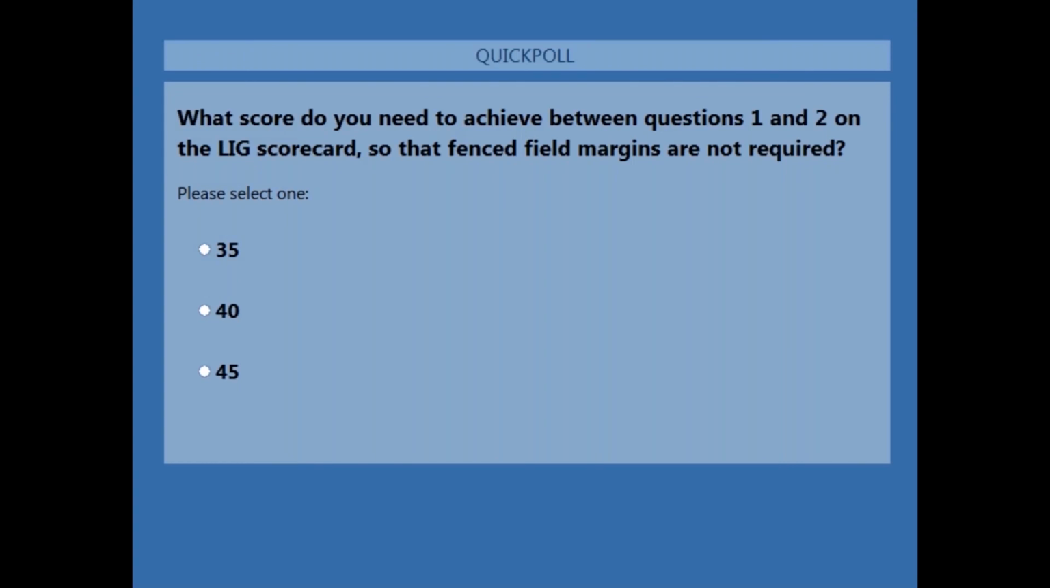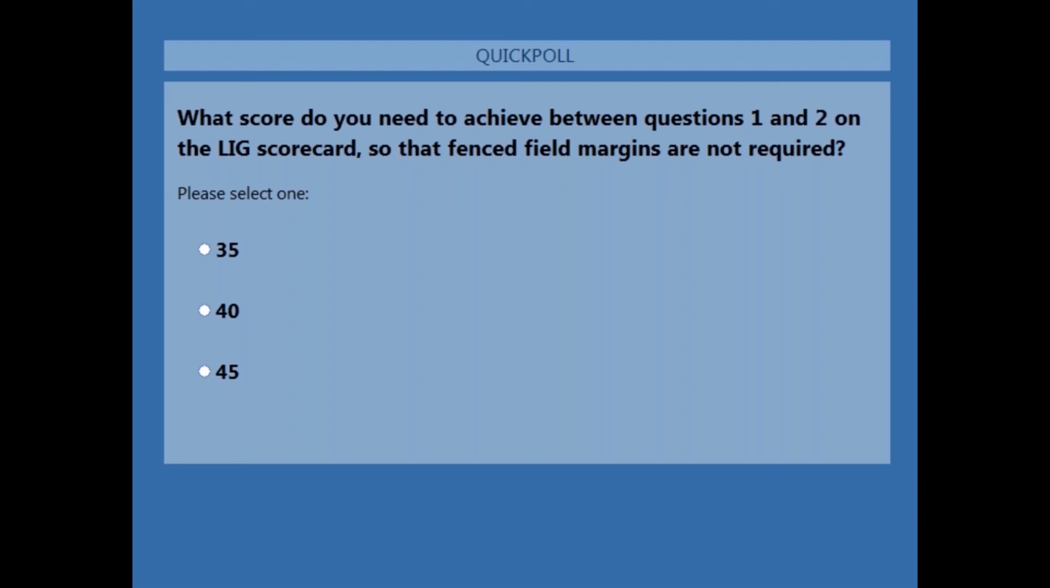So again, what score do you need to achieve on questions 1 and 2 of the scorecard if the fenced margins are not required? Is it 35, 40, or 45? Just to reiterate, the scores on the scorecard are out of 100, and that's converted to a score out of 10 in GLAMS, and we round up or round down the scores as appropriate to determine what payment rate is applicable. Fenced field margins themselves, as I said earlier, are optional if someone wants to improve their score.